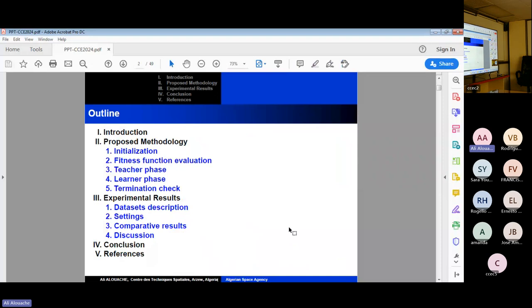So let's look at the plan of the presentation, which consists of the following parts. One, introduction. Two, proposed methodology. Three, experimental results. Four, conclusion. And five, references.